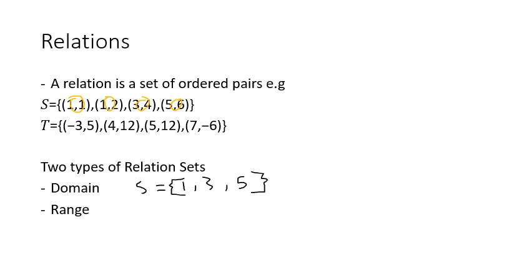And our range is the set of all the second coordinates of the ordered pairs. So this would be 1, 2, 4, and 6. And we can write it the same way as we wrote our domain. S is equal to curly brackets 1, 2, 4, and 6, and then we can close our bracket.